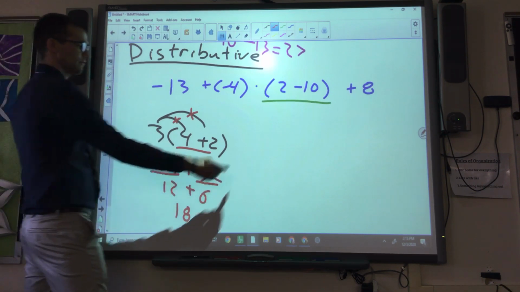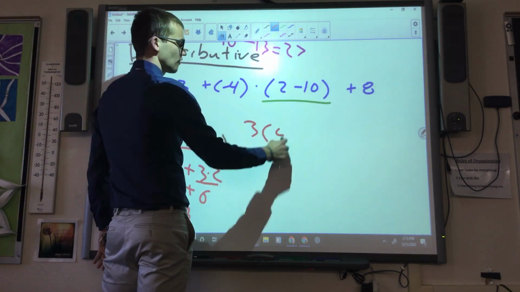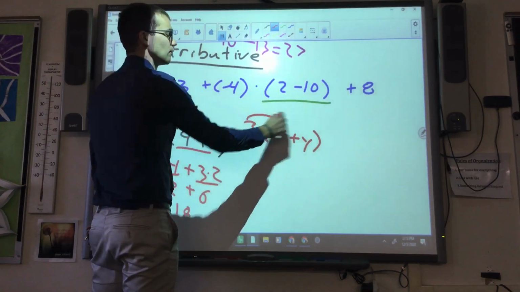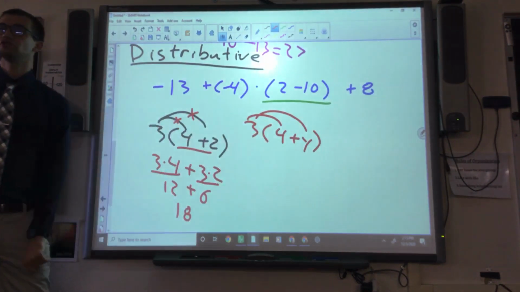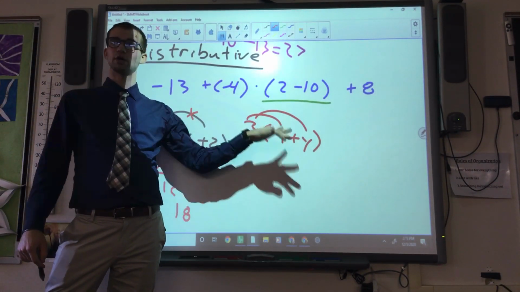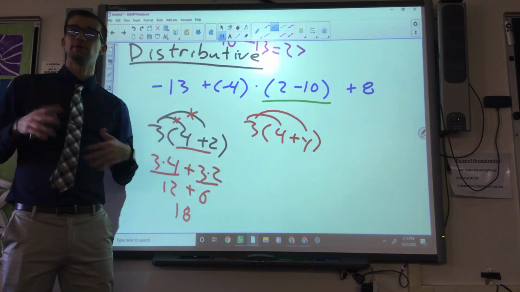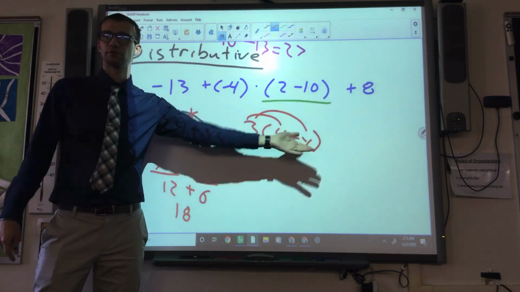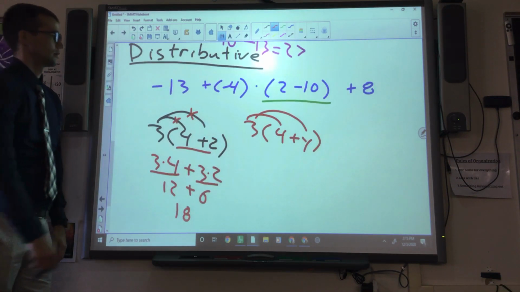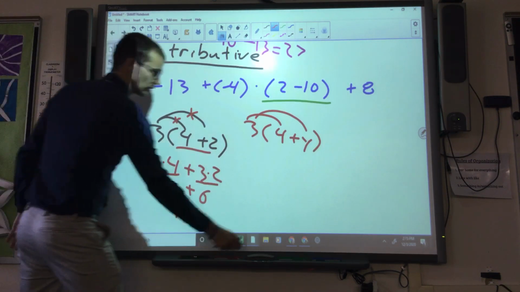Variable, yeah. So if this was 3 times 4 plus y, you would have no choice but to use the distributive property because you can't add 4 and y together. So if you want to simplify it and be able to work with it, then you're going to have to distribute it. You can't just add things together the way they are to start with.